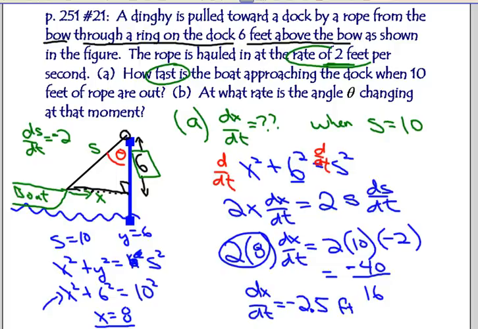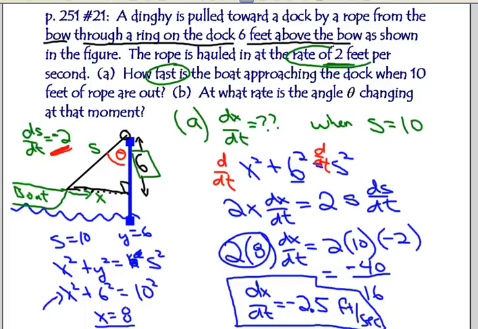Let me just make that decimal a little more prominent. So negative 2.5 feet per second. Now, in terms of your intuition, that might seem like a slight paradox. It's not. This is true. But I was pulling in the rope at 2 feet per second.